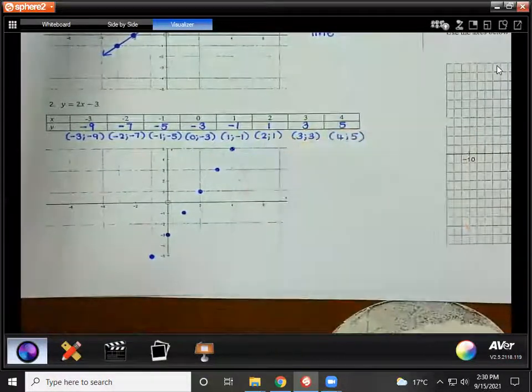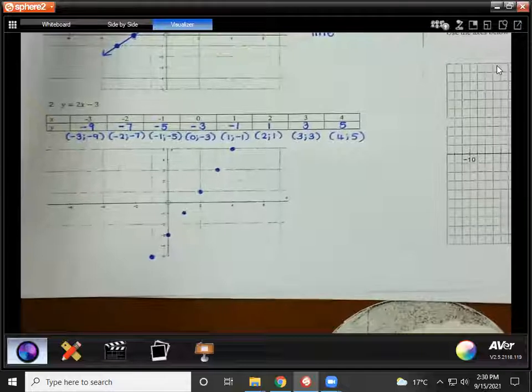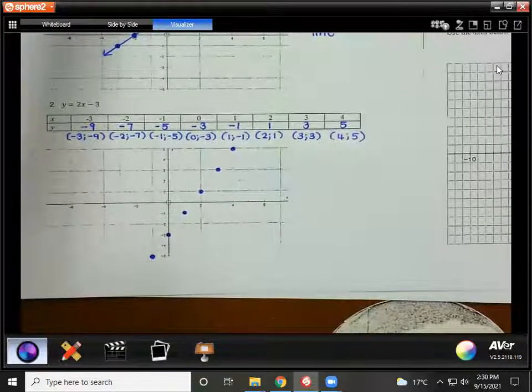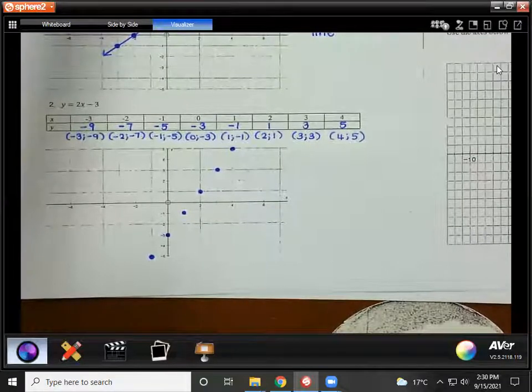You won't be able to plot the first 2 points, all right, because our y-axis only goes to -5, but that's fine. You can just start by plotting the ones that fit.